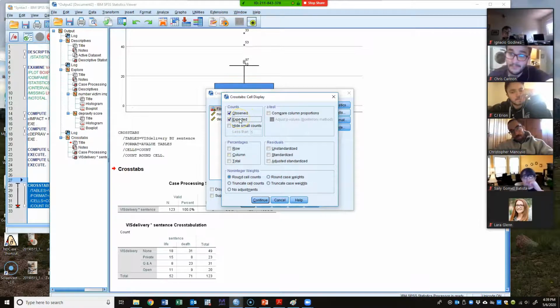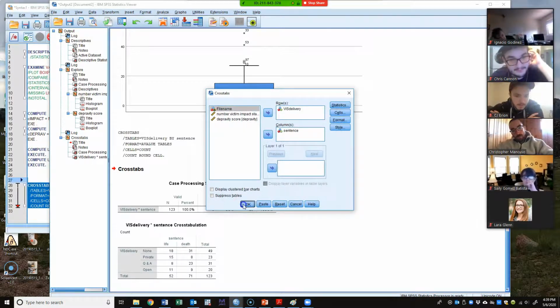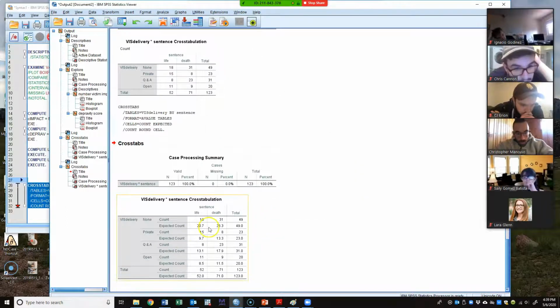SPSS to tell me the expected value of the cells, because remember, I want to make sure that my expected value for each one of my cells is at least 1, and that less than 20% of my cells have an expected value less than 5, right? So if I request this and then hit OK, what I've got is my cell count and then my expected count, okay? Observed, expected, observed, expected. So Chris M., does it look like I'm okay in terms of coverage in terms of my individual cells here? Yeah, everything's approximated to 1 and nothing is exceeding 5. Yeah. So I'm doing okay with this, right?